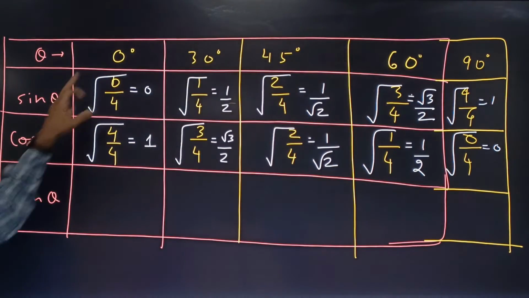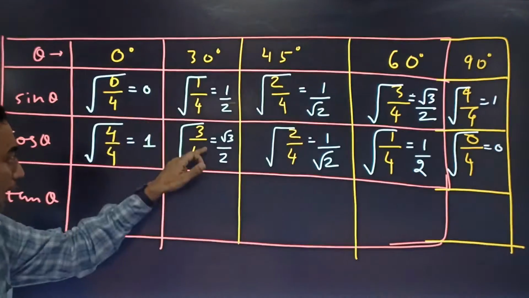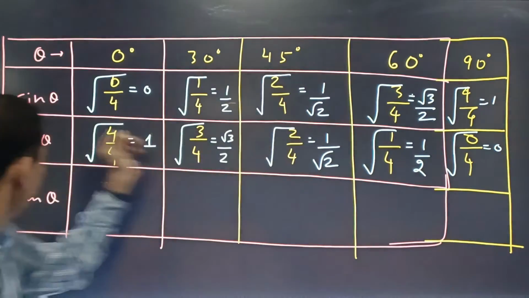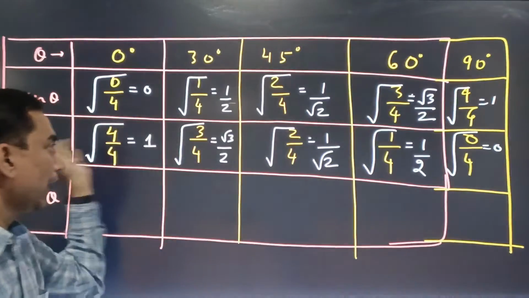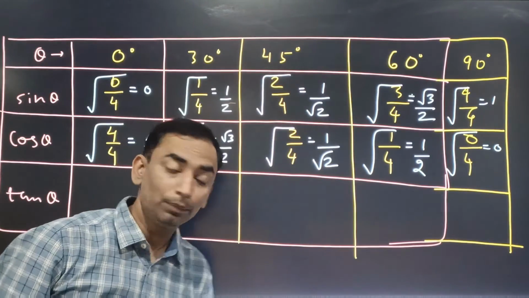In the same way, cos of 0 degree is 1. Cos of 30 degree is root 3 by 2. Cos 45 is 1 by root 2. Cos 60 is half. And cos of 90 degree is going to be 0.